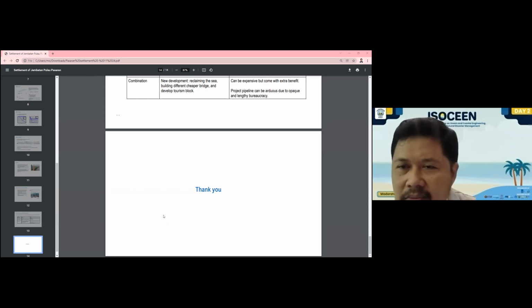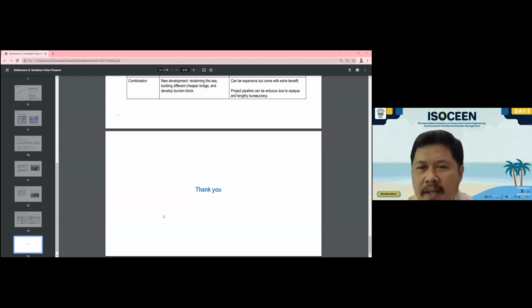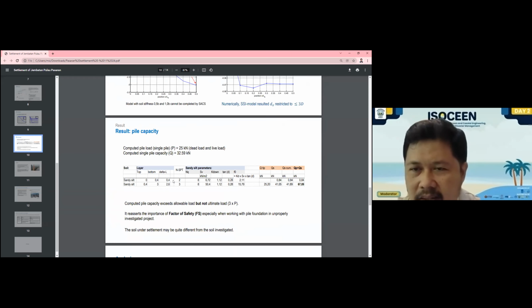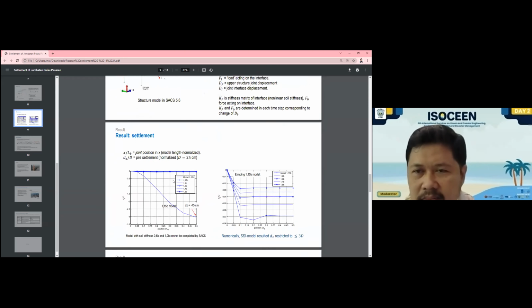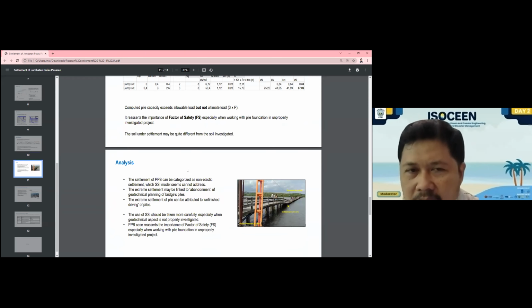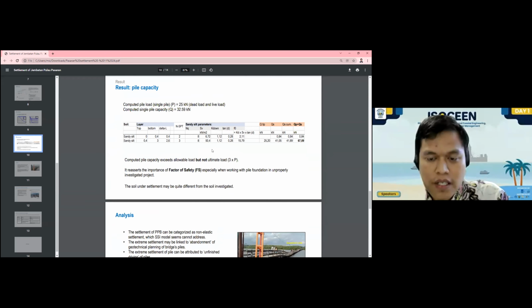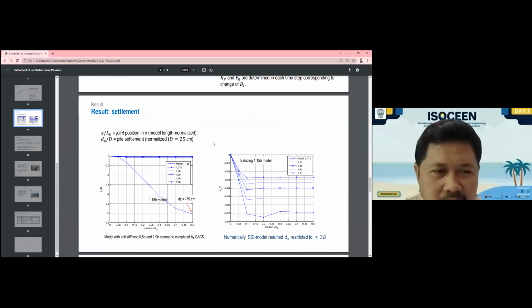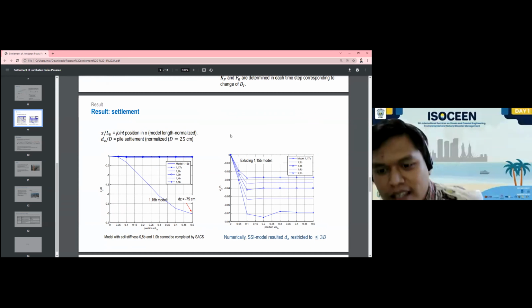Okay, from Mr. Aswarul Ridwan from Itera. Model, yeah, with the soil stiffness 0.5 B and 1.0 B cannot be computed by SACS. Why? That's a question from Mr. Aswarul Ridwan. Can I answer now or later? It's better now. Then we can wait for another question. Well, okay, I will answer it.